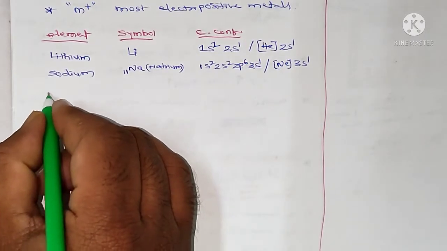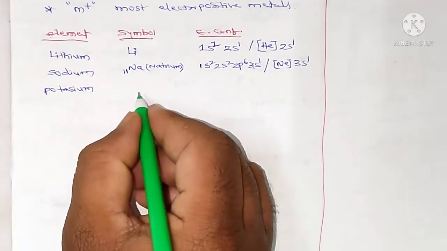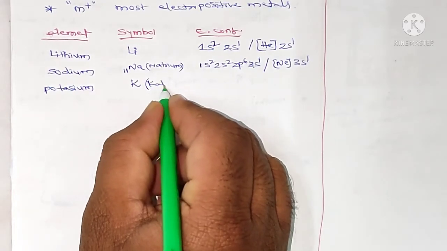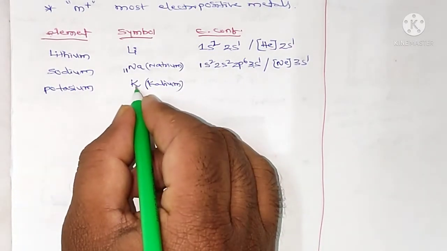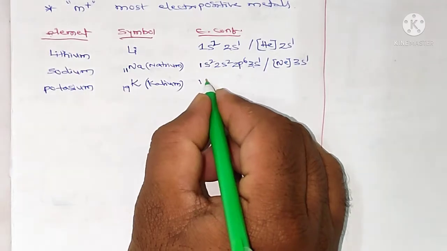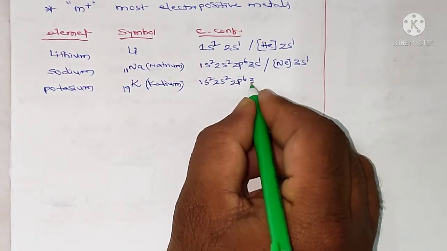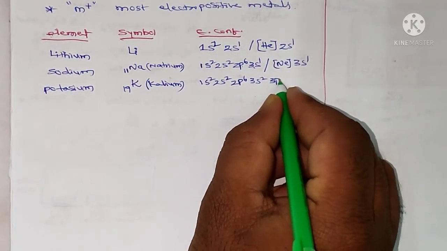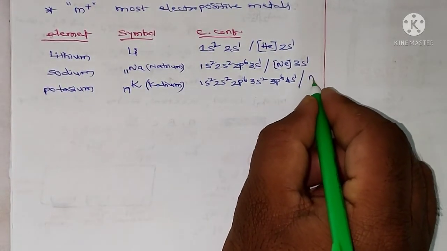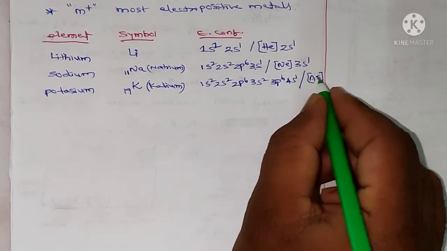And the next element, potassium. The symbol of potassium is K. Its scientific name is kalium, so that's why we take K. Its atomic number is 19. For those 19 electrons, the electronic configuration is 1s2, 2s2, 2p6, 3s2, 3p6, 4s1. Or we can also write that up to here 18 electrons, so 18 means argon, and 4s1.